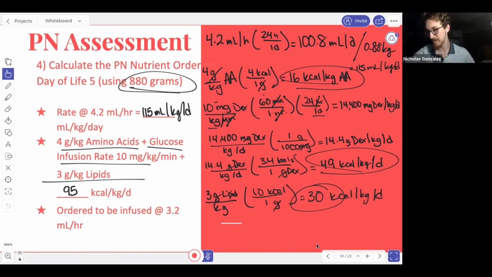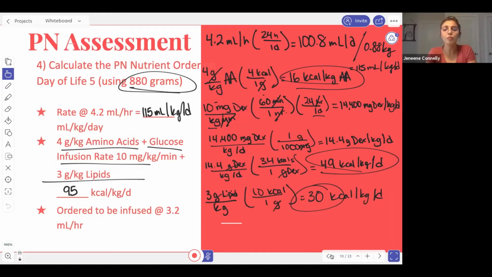Thank you, Dr. Abel. Just to clarify though, is this something that you can find in the chart, correct? Like in their medical record, you'll see the order, for example, at 4.2, but then you'll see the actual infusion rate as 3.2? Yes, you'll see both of them in the order.